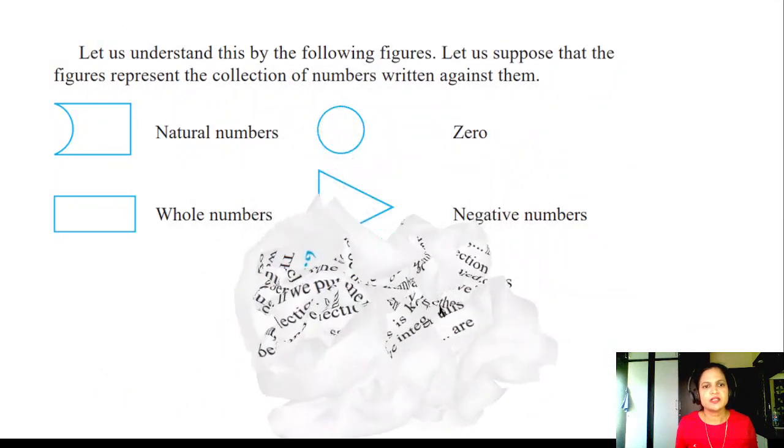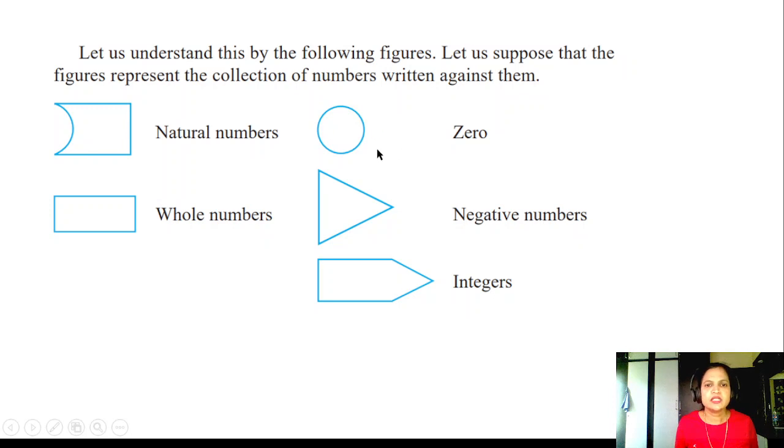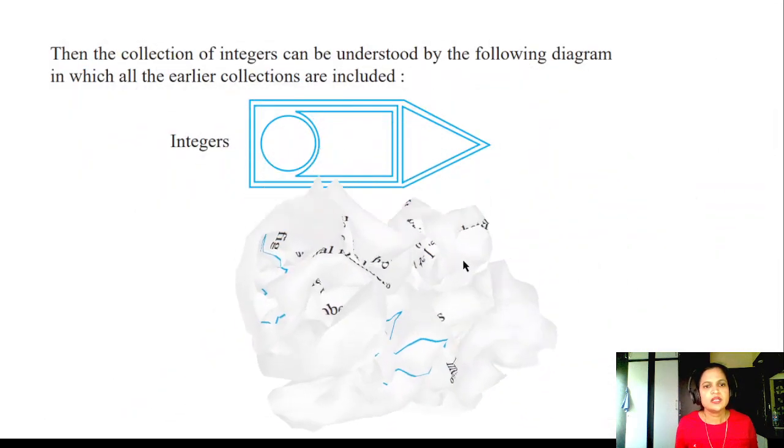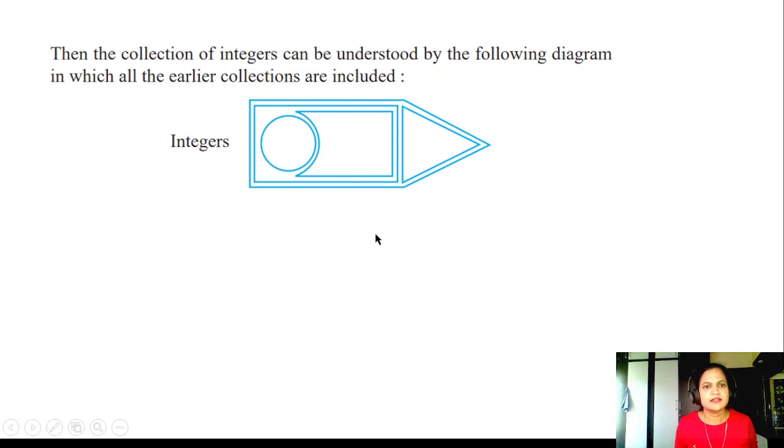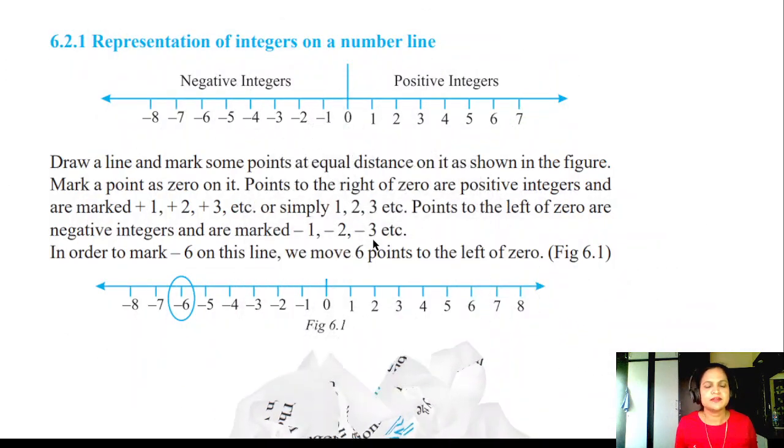This is all included. Suppose we denote 0 with this symbol, natural numbers with this symbol, whole numbers with this symbol, negative numbers and integers. We get the whole set of integers including all these. The diagram looks like this. Then the representation of the integers on the number line looks like this.